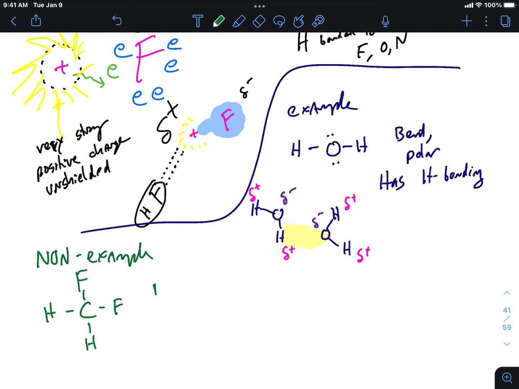So is this a polar molecule? It is polar. It is polar because even though it's tetrahedral, you don't have the same atom in all directions, which means your electrons are not distributed perfectly in every direction. But is hydrogen directly attached to fluorine? No. Hydrogen is attached to carbon. Fluorine is attached to carbon. So no H bonding.